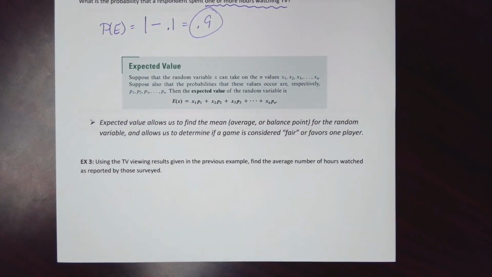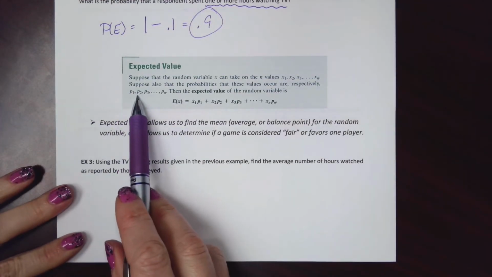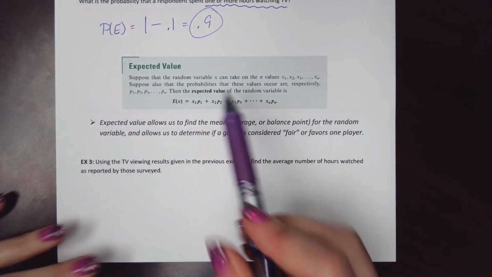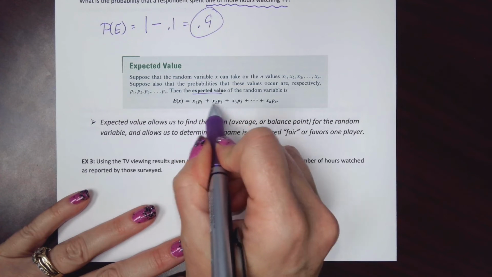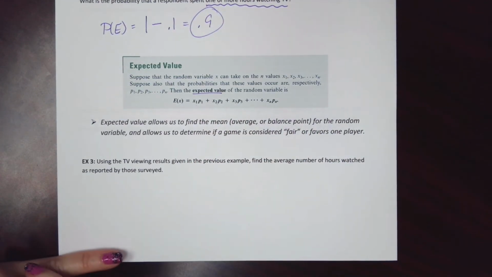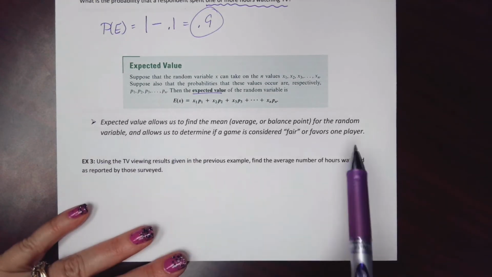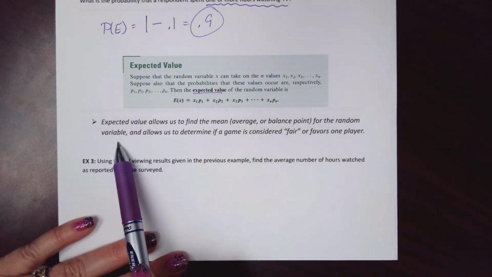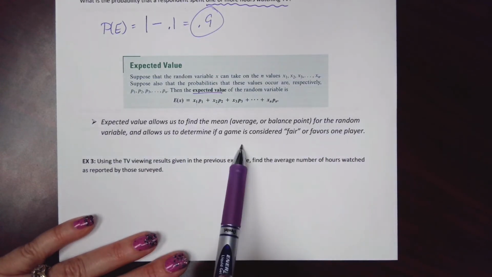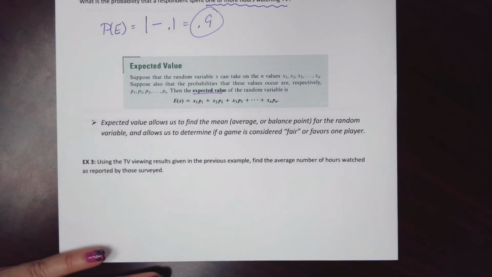Suppose that random variable X can take on all these different values, and that the probabilities that these values occur are given as p sub 1, p sub 2, p sub 3, etc. Then the expected value of that random variable can be found by adding up the value of each outcome times its probability. Now, we use expected value when we're interested in finding the balance point or the mean or the average for the random variable, and it also allows us to determine if a game is considered fair or favors one player or the other.